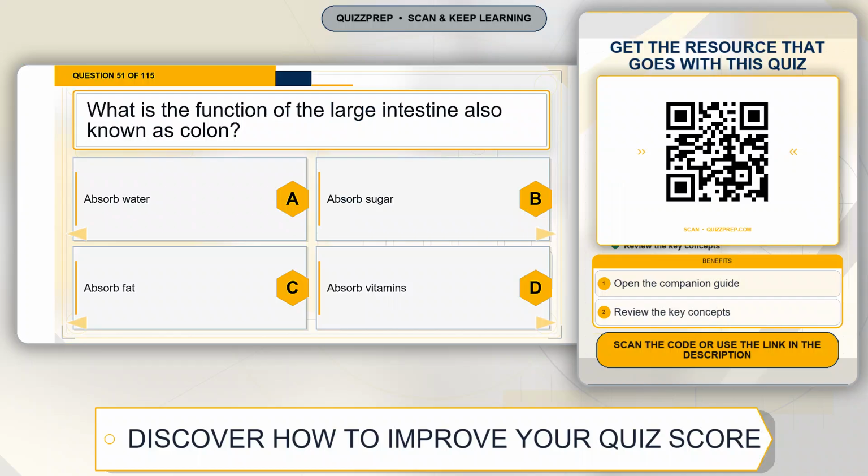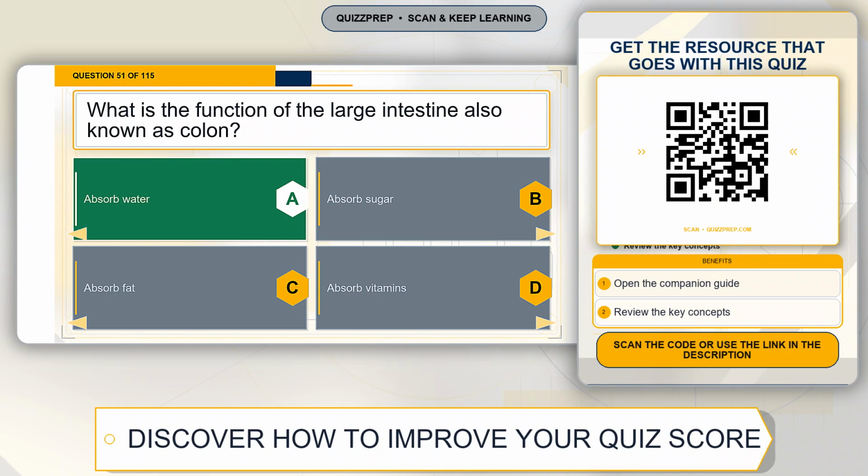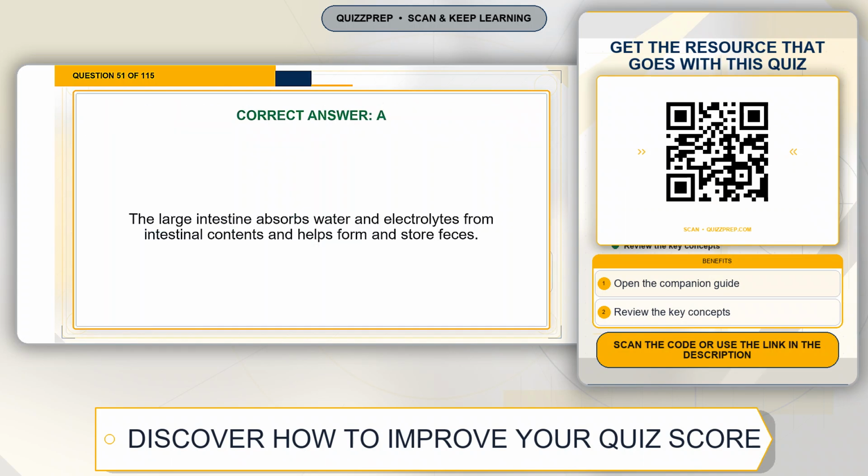Question 51. What is the function of the large intestine, also known as colon? Option A, absorb water. Option B, absorb sugar. Option C, absorb fat. Option D, absorb vitamins. The correct answer is option A, absorb water. Explanation. The large intestine absorbs water and electrolytes from intestinal contents and helps form and store feces.